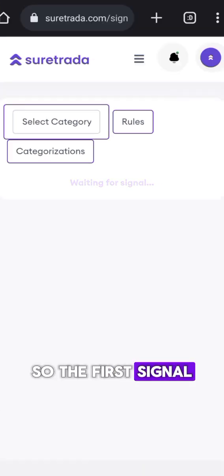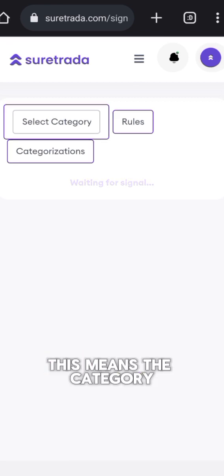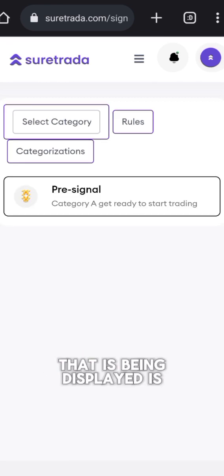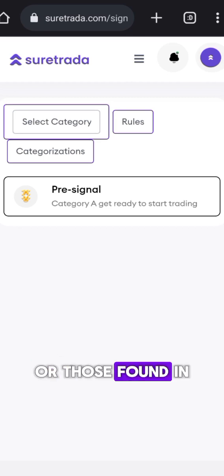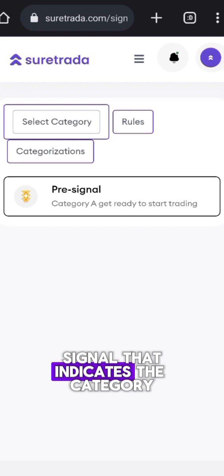So the first signal shows you the category which is ready. This means the category that is being displayed, or those found in that category, are the ones to stake. They are the ones to stake this game. If you're not in this category, then just know this signal is not for you. So just wait until you see a signal that indicates your category.